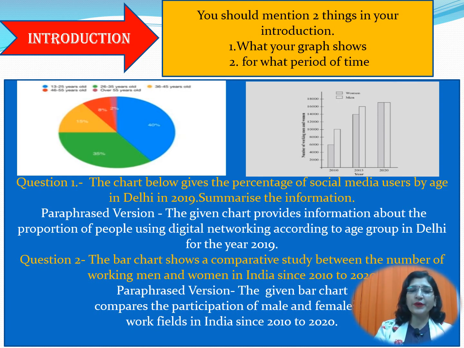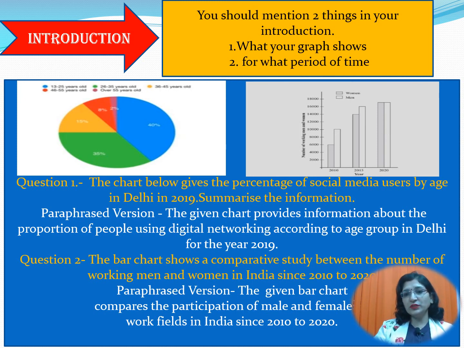For example, if the question says, the chart below gives the percentage of social media users by age in Delhi in 2009, and you need to summarize this information, what will you do? This information is in the question given. Now you need to use maximum synonyms and then paraphrase the question information. For example, chart below, definitely it will be the given chart, because in your answer sheet the chart will be neither above nor below. So you better use the words given chart.